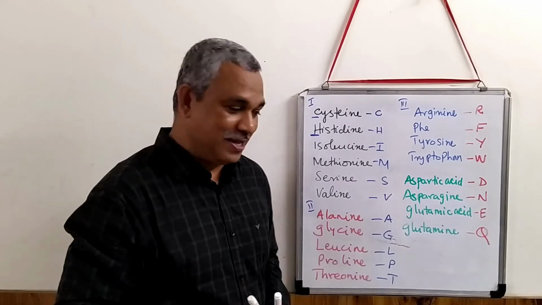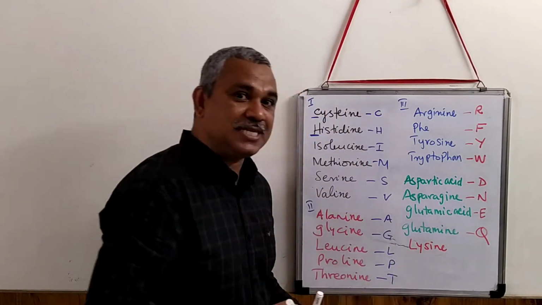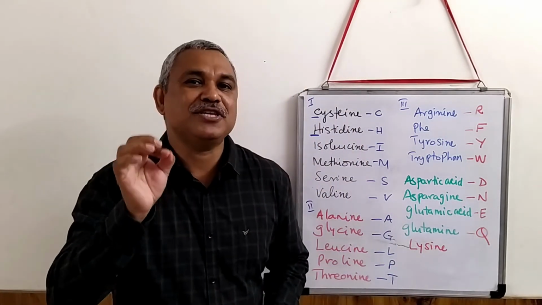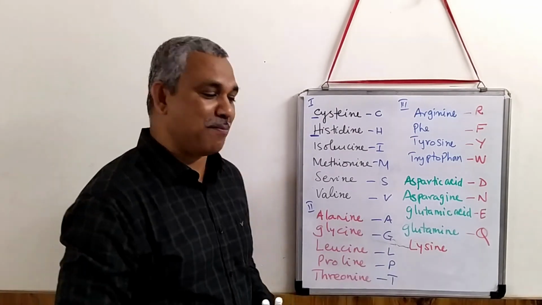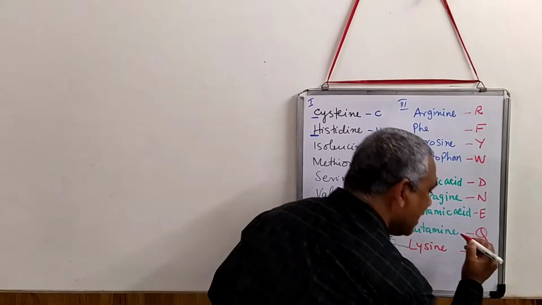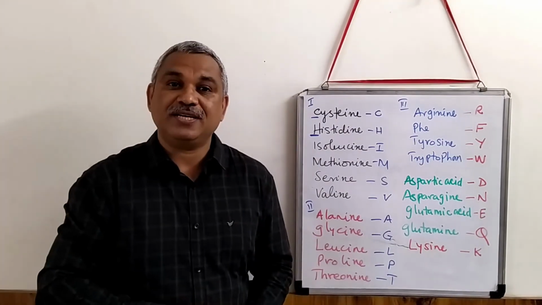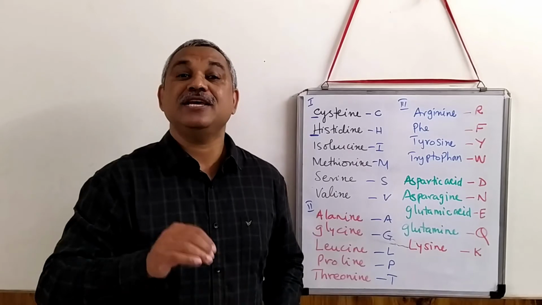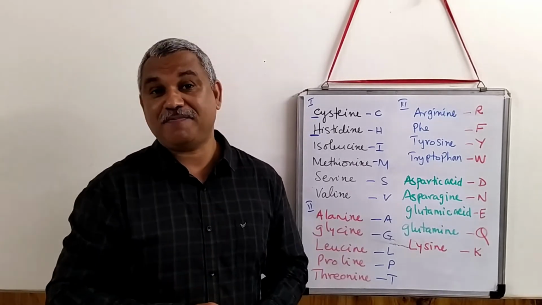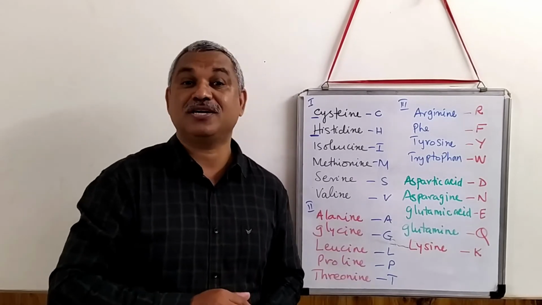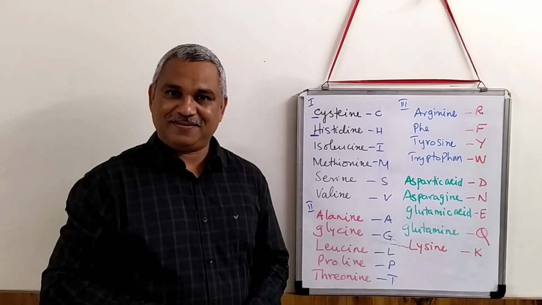What is left now? What is left is lysine. Lysine is the letter close to L, and that letter is not used for any amino acid, so lysine is given K. This was approved in the IUPAC nomenclature in 1968 in a wonderful paper published in the European Journal of Biochemistry, and these rules were explained.